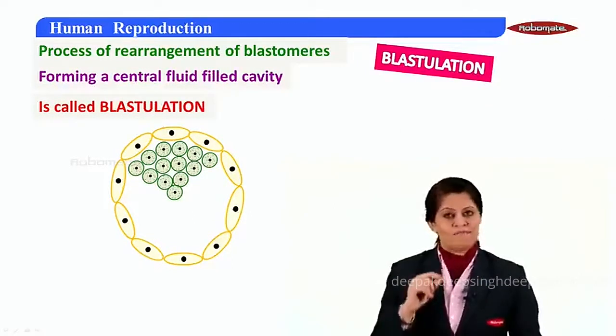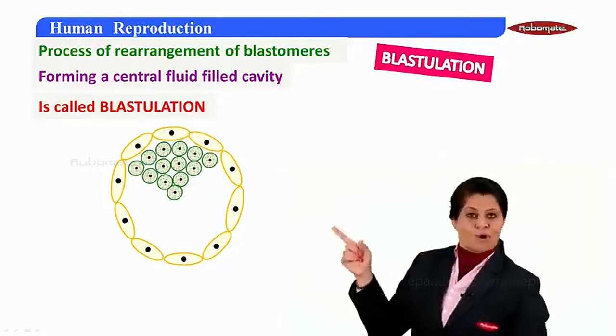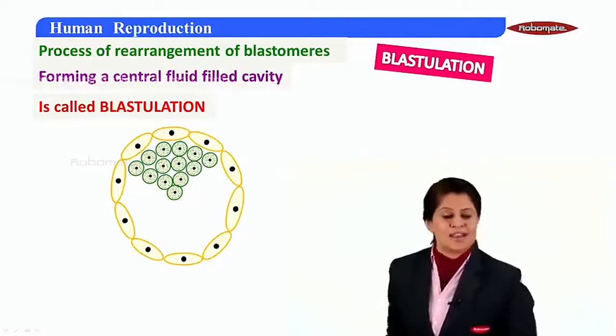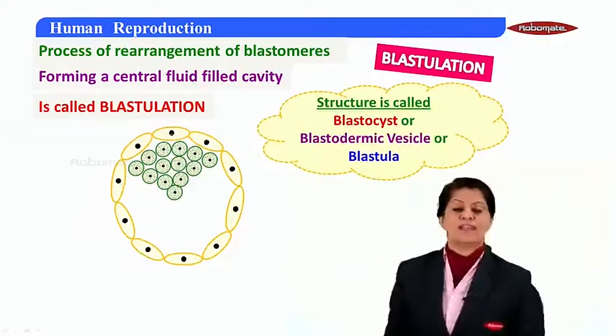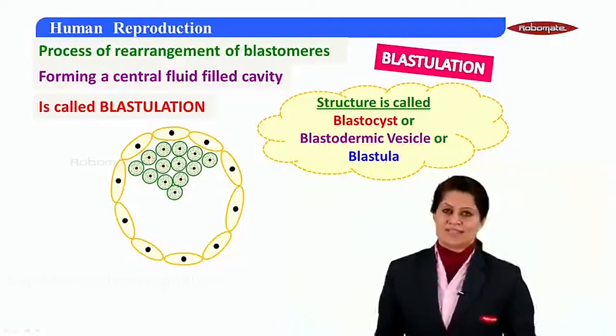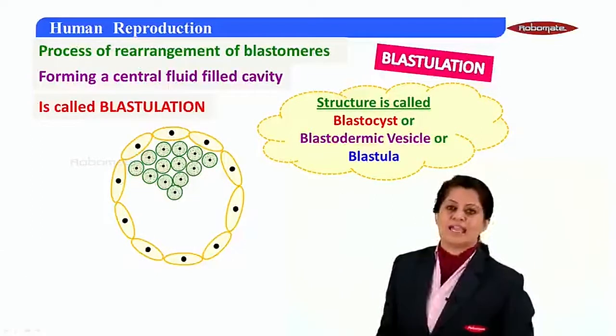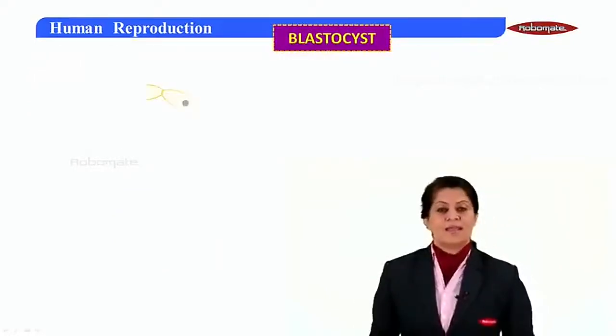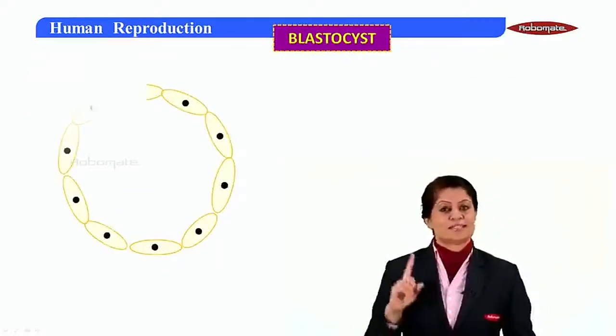And what is the final structure which is formed? What do you call this structure? Blastula, or there are two other names to it, students. It's also called blastocyst or blastodermic vesicle. Both the names indicate a fluid filled cavity being formed. Now blastocyst, students, is this structure.